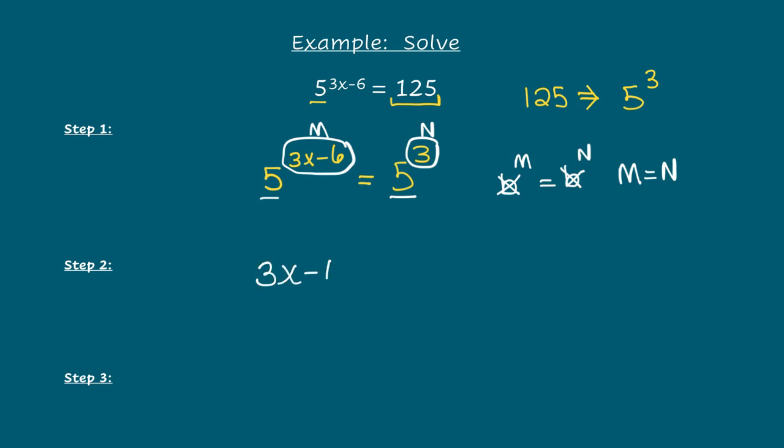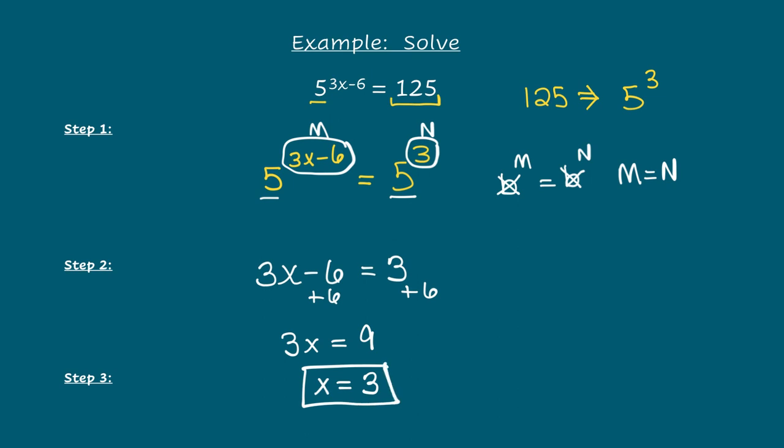3x minus 6 equals 3. And then solve the equation. So I'm going to add 6 to both sides. And I'm going to have 3x equals 9. Divide by 3, I have x equals 3. So we would write the solution set is 3.